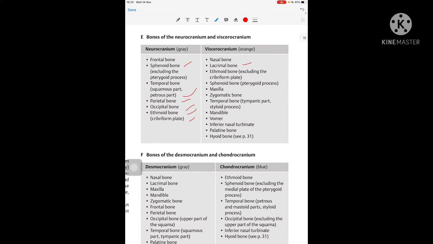Excluding the cribriform plate: sphenoid bone, pterygoid process, maxilla, zygomatic bone, temporal bone, tympanic part, styloid process, mandible and vomer, inferior nasal turbinate, palatine bone, and hyoid bone.